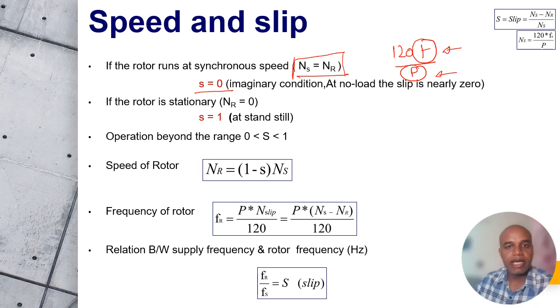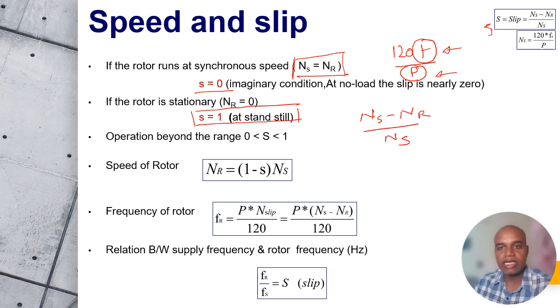The second scenario is, let's say, slip is 1. This scenario is known as standstill. If the slip is 1, using the formula again, slip is (Ns minus Nr) upon Ns, so that is sufficient for Nr to be 0. The motor is not rotating; it is at standstill. So slip 1 means the rotor is at the standstill position.